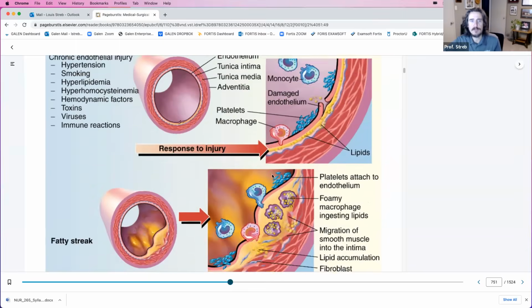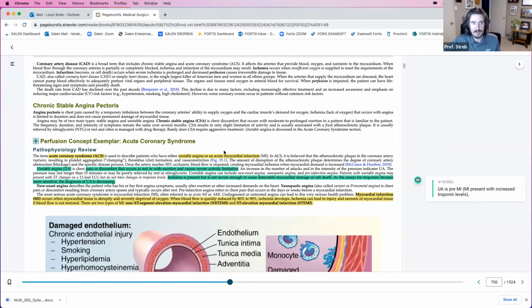So I need you to be able to understand what the difference is between stable and unstable. Unstable is pain that occurs at rest, doing nothing. Why? Because it's ischemic. Your muscle is ischemic. Ischemia means you're not getting oxygen and it's going to die. That's what we're talking about. Acute coronary syndrome, we're talking about unstable angina.